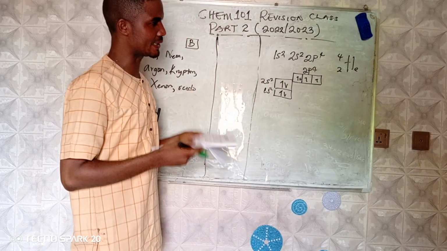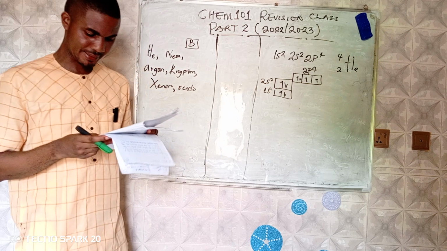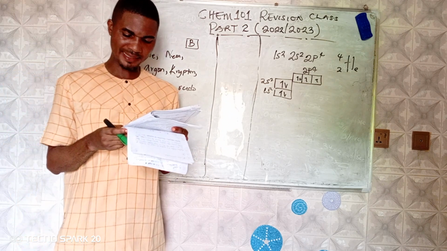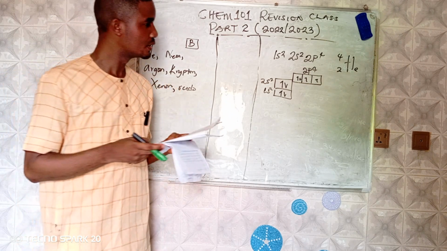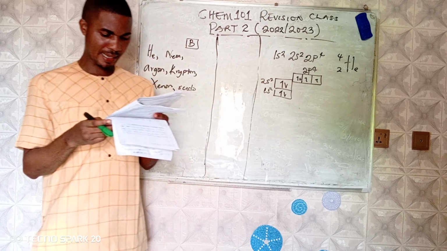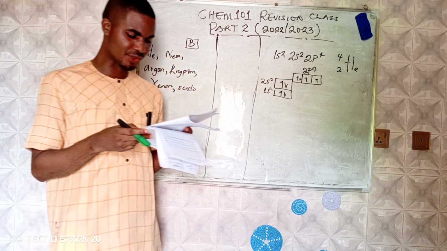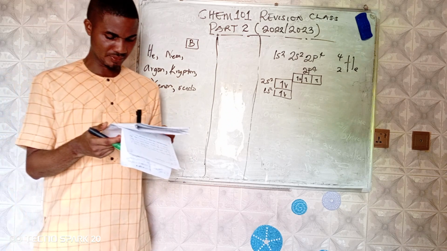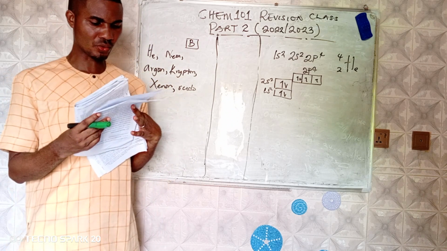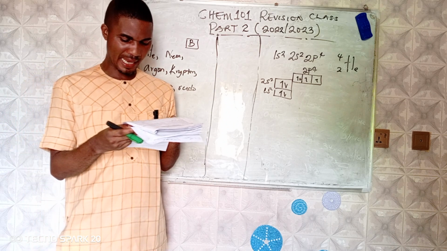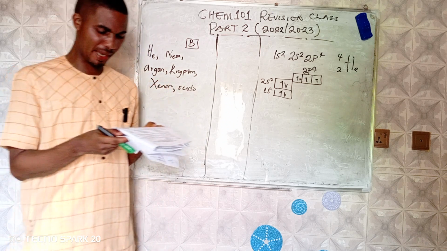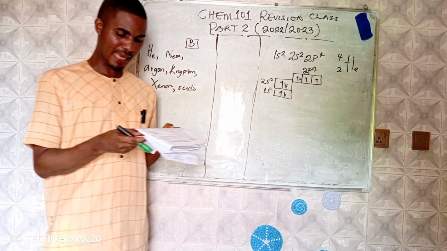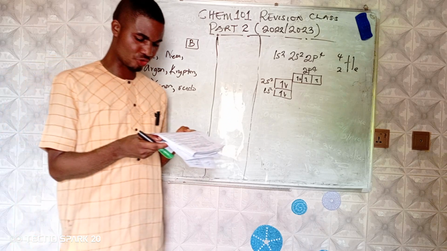Mass number decreases by 4. Atomic number decreases by 2. Mass number does not change. So we have option A to be I and II. Mass number decreased by 4 and the atomic number decreased by 2.